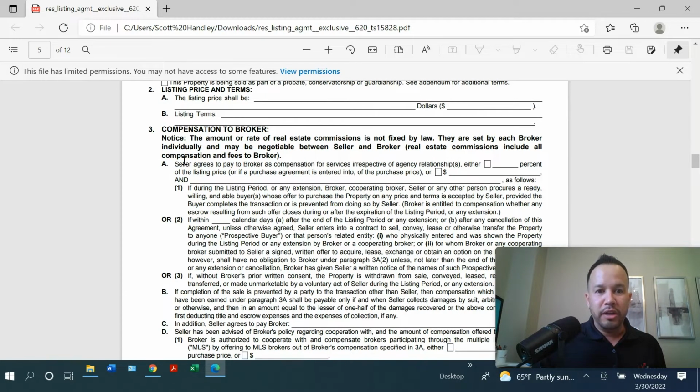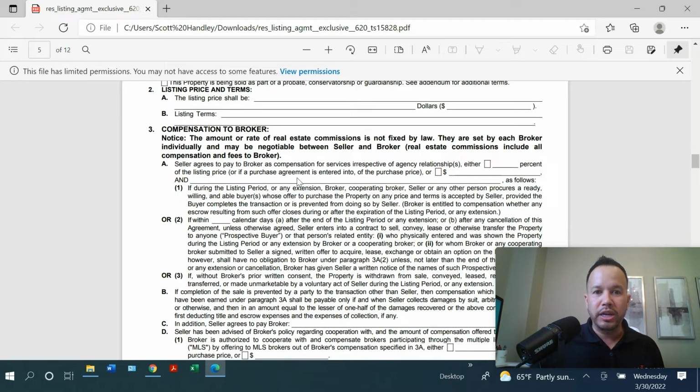Okay. So A, seller agrees to pay the broker as compensation for services irrespective of agency relationship. Either, and you're going to want to put the percentage amount here. Make sure you check this box. It's very common that I see this box unchecked. You need to check this box and put the percentage here. And hopefully it is 6%, or maybe 5%, of the listing price. Or if you want to do a flat amount, you can check this box here and just put the flat dollar amount that they are going to pay you, seller to broker.